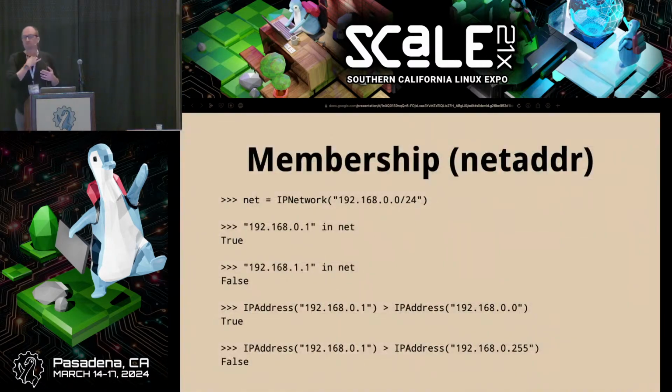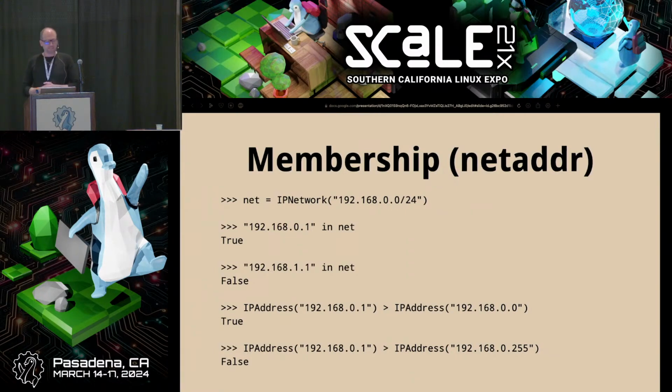The big one here is membership. It's a very important thing when working with networks. So here at the top, this is using NetAddr as an example. This is the IP network object in NetAddr that was just imported into the namespace for brevity. But you see those first two checks there. So we've got this network address 192.168.0.0/24, which means it contains all addresses from 192.168.0.0 to 192.168.0.255. So that's 256 addresses, right?